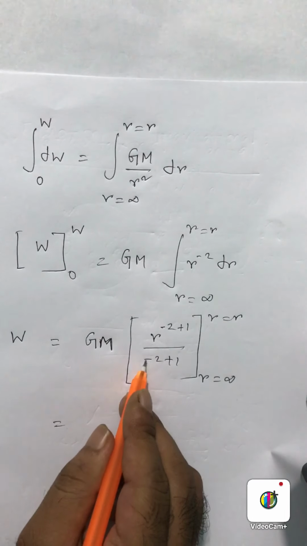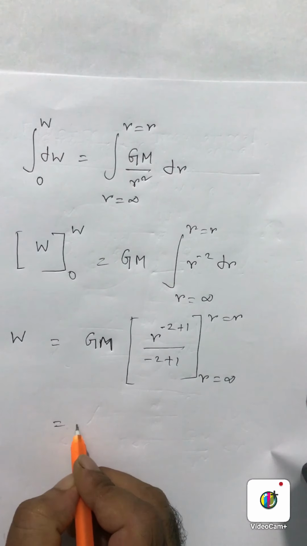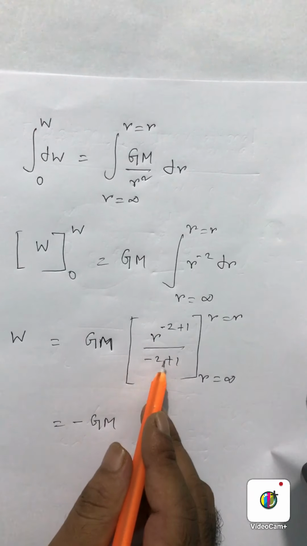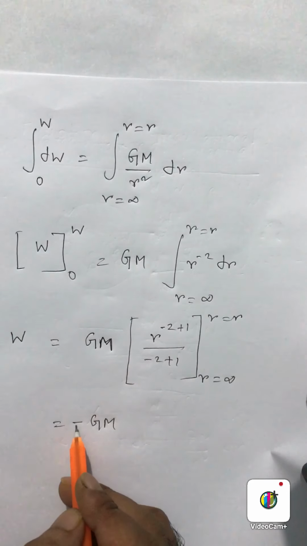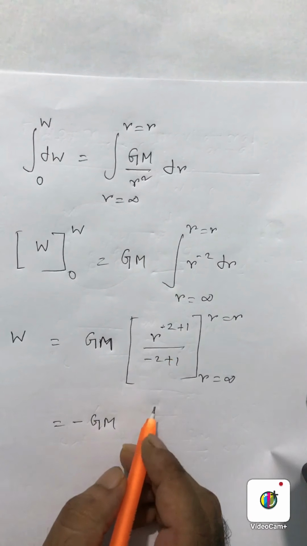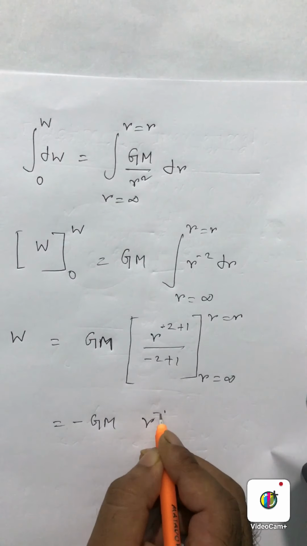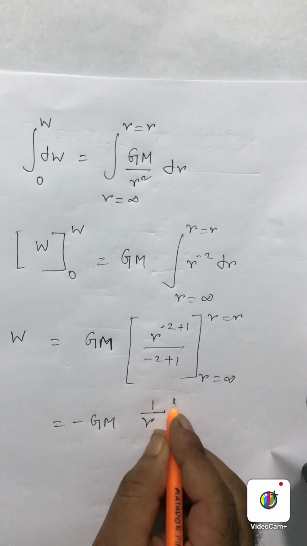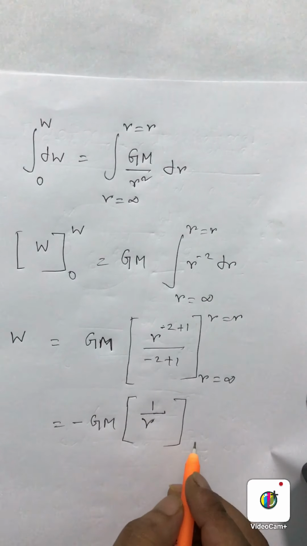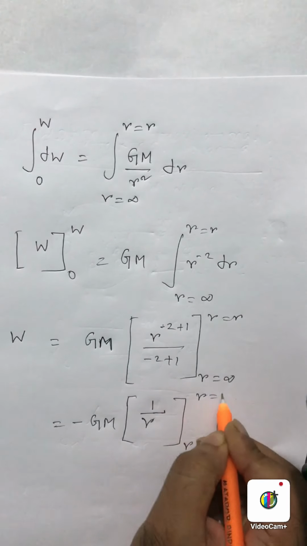Now minus 2 plus 1 means minus 1, and this minus sign we take outside the bracket: minus GM, and r to the power minus 2 plus 1 means r to the power minus 1. So r to the power minus 1 means 1 by r, with limits from r equals infinity to r equals r.